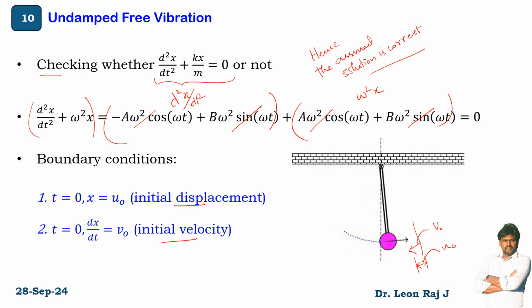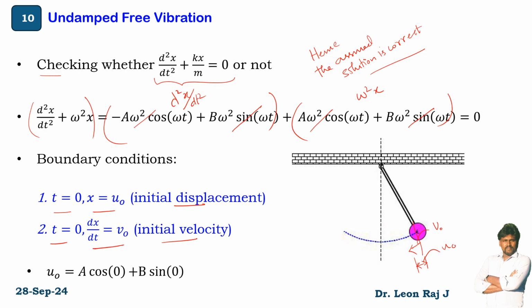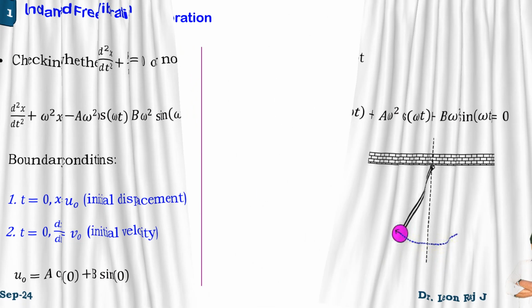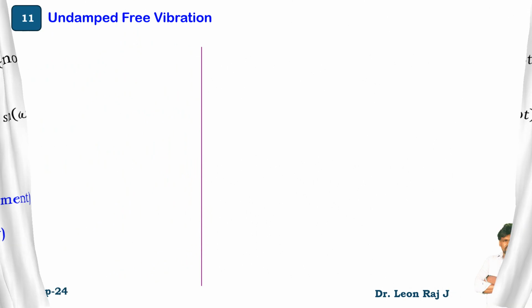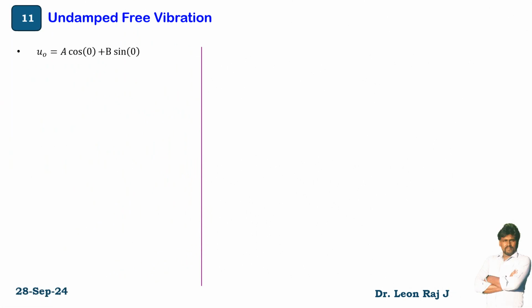So to start a vibration, you have to give initial velocity or initial displacement, or both need to be given. So at time t equal to 0, your initial displacement is equal to u0, and at time t equal to 0, initial velocity is equal to v0. Your response, when you substitute t equal to 0, you will get a cos 0 plus b sin 0. So this is 0 and this is 1, and you get a equal to u0. So you got the first coefficient, that is a equal to u0.